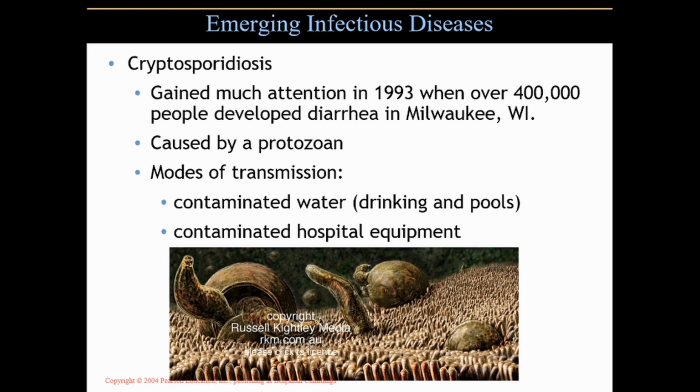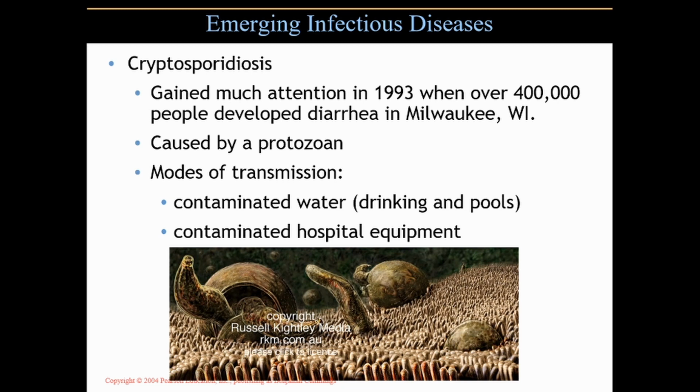Cryptosporidiosis. This is caused by a protozoan called Cryptosporidium. It gained much attention in 1993 when over 400,000 people developed diarrhea in Milwaukee, Wisconsin. That really raised a stink. Sorry. So a lot of people developed diarrhea. What happened was crypto got into the public water supply, and then it got into homes, and people drank the water, and crypto exploded in their reservoirs and in their public water supply.